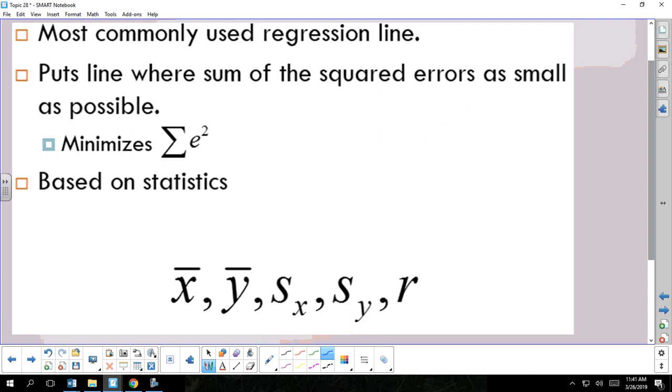This is typically the format that you're given on the AP test, right? Where they're giving you summary statistics, and you can use the formulas for slope and intercept. Both of those formulas you were given on the formula sheet for the AP test. Not something you need to memorize.